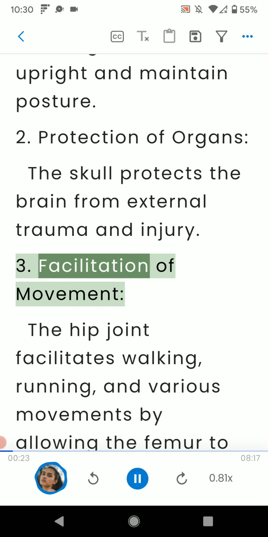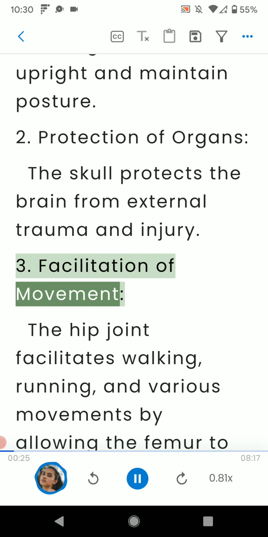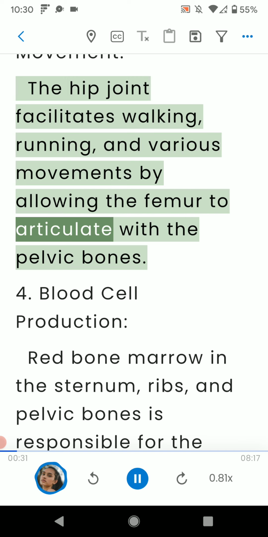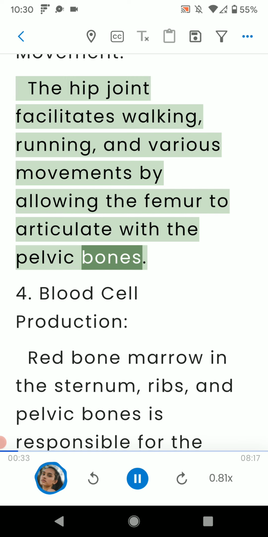3. Facilitation of movement. The hip joint facilitates walking, running, and various movements by allowing the femur to articulate with the pelvic bones. 4. Blood cell production. Red bone marrow in the sternum, ribs, and pelvic bones is responsible for the production of red and white blood cells.